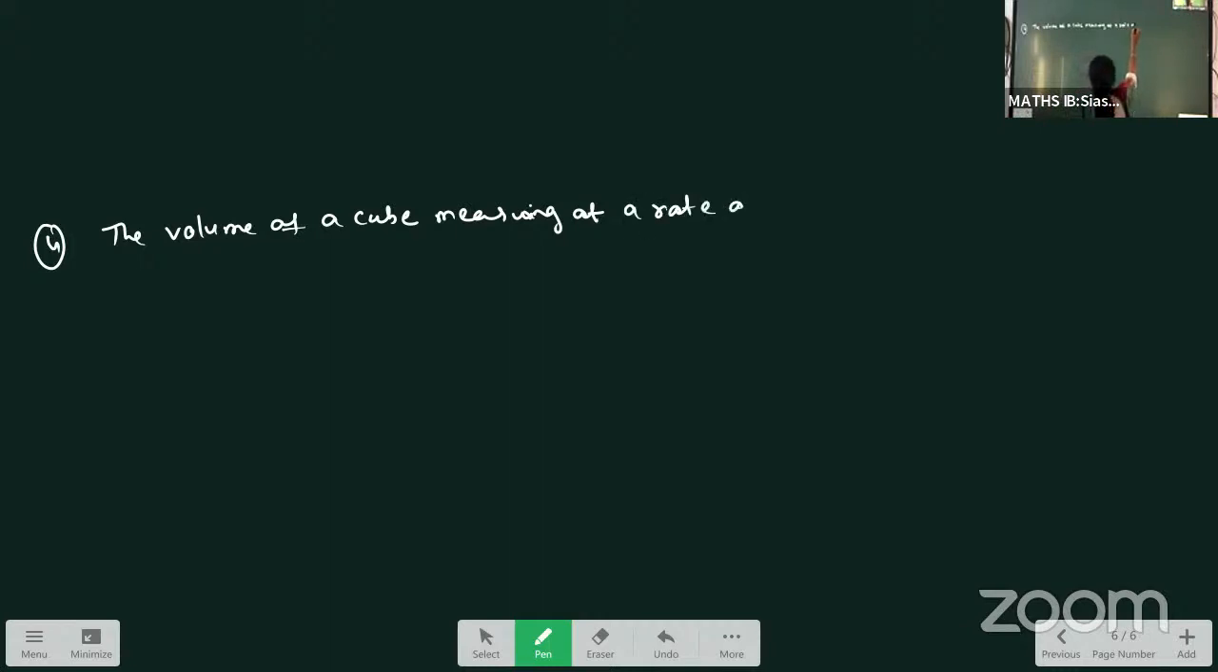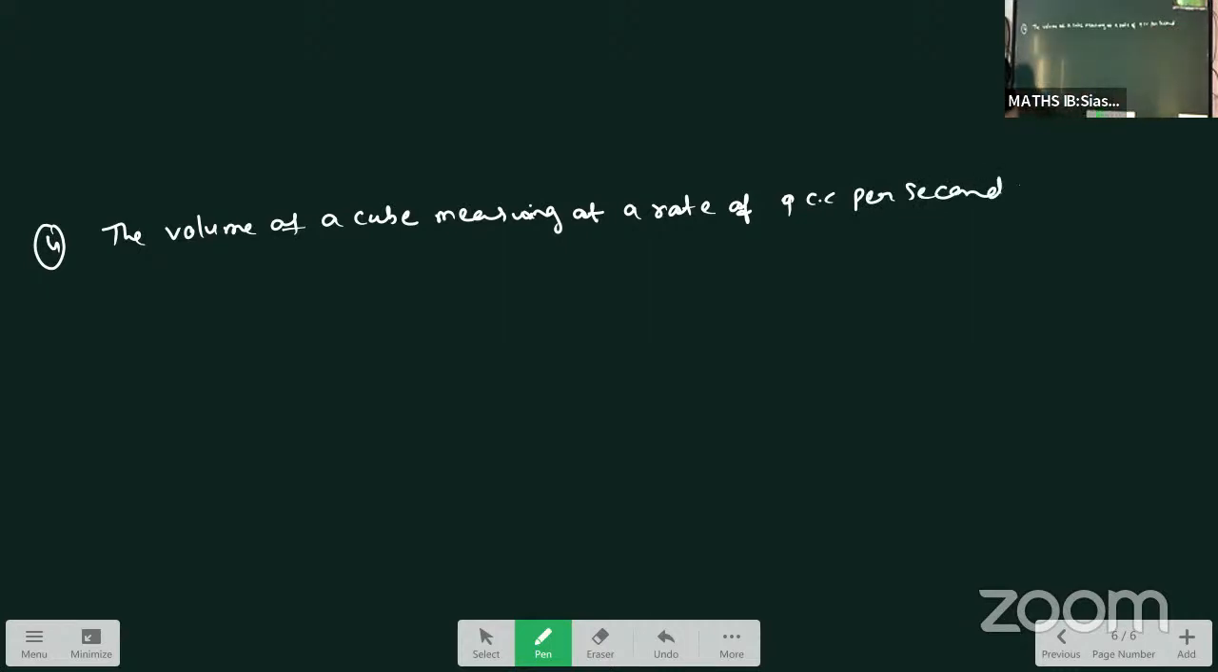The question is: the volume of a cube is measured at a rate of 9 cubic centimeters, I am writing CC, or you can write centimeters cube, per second.